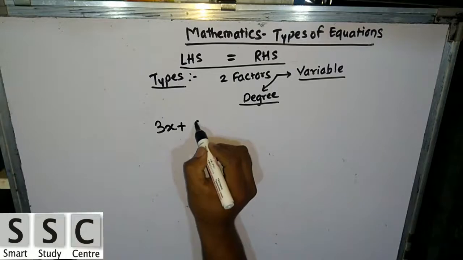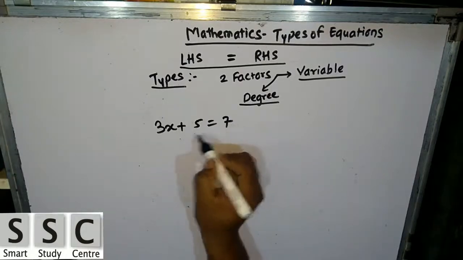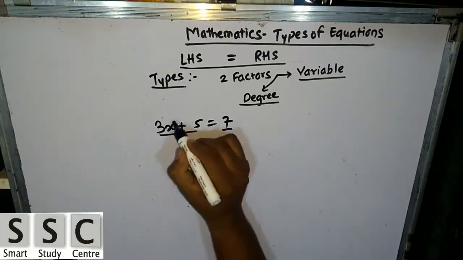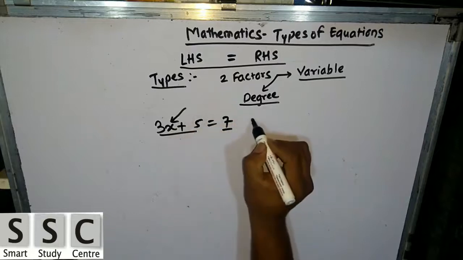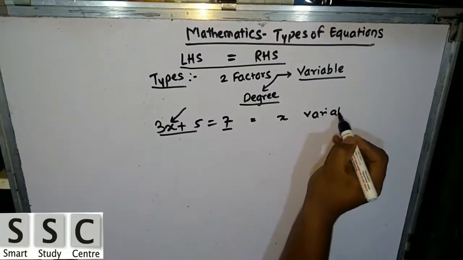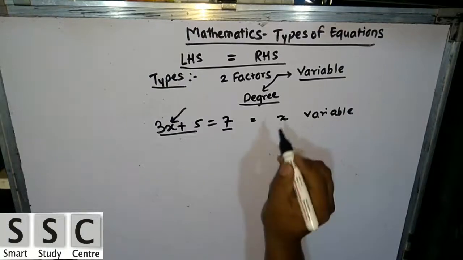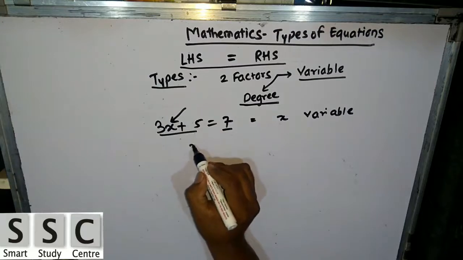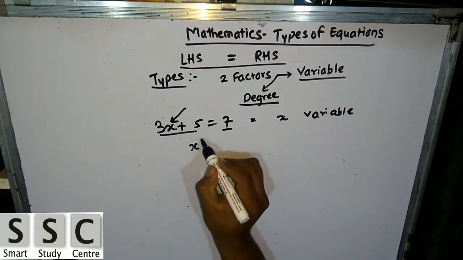Suppose I write an equation 3x plus 5 is equal to 7. So it has a left hand side, it has a right hand side and an equal to sign in between. So this is an equation, and the unknown factor x is called a variable. Now, to understand degree, you have to look a little closer at this variable.